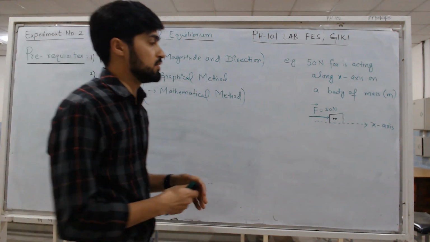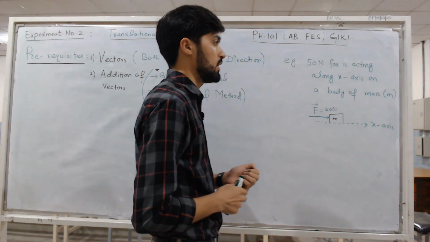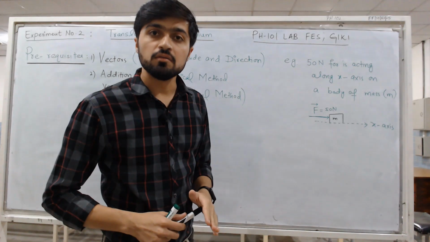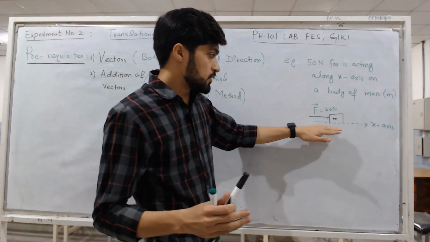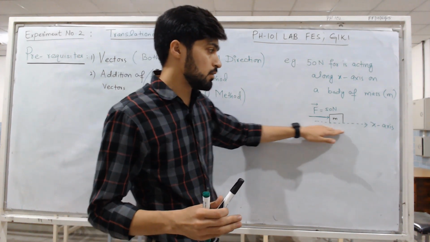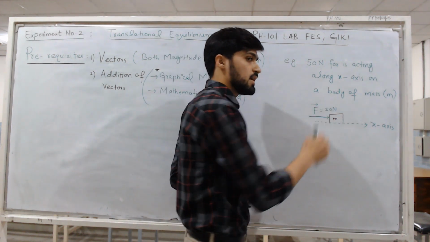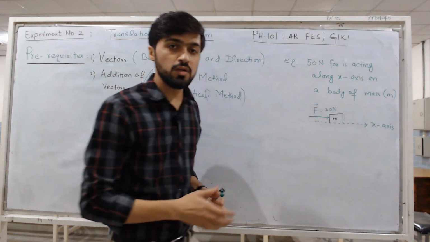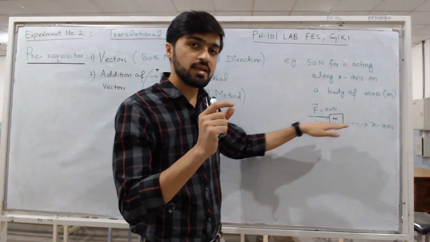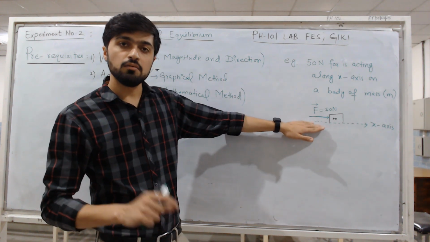I can give you a very simple example. Let's say a 50 Newton force is acting along the x-axis on a body of mass m. So we can say that force is a vector quantity. Here we can explain it very simply. Let's say this is a block of mass m placed along the x-axis, and a 50 Newton force is acting on this block in this direction. So the magnitude of the force is 50 Newton and it is acting along the x-axis. So it has both the magnitude as well as a direction. So this is actually a vector quantity.